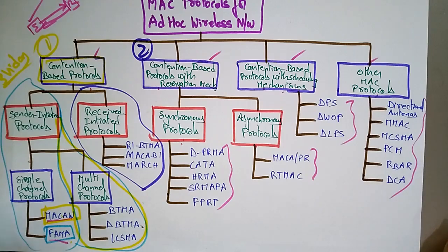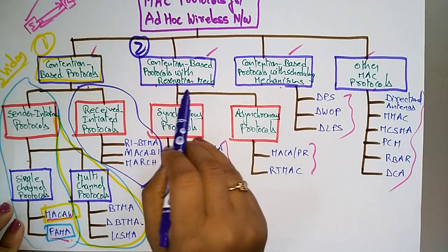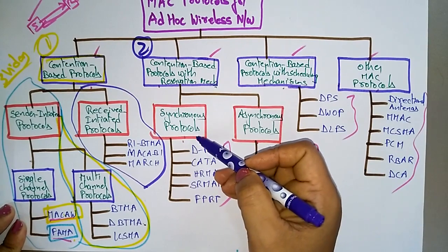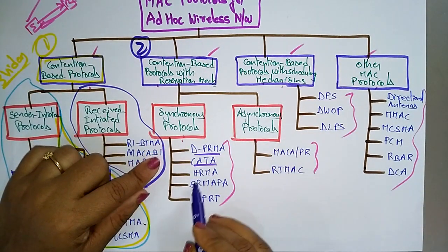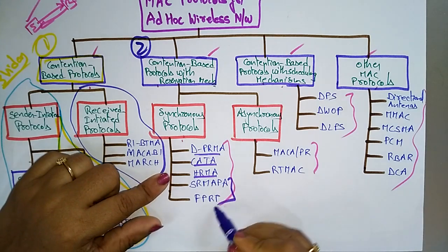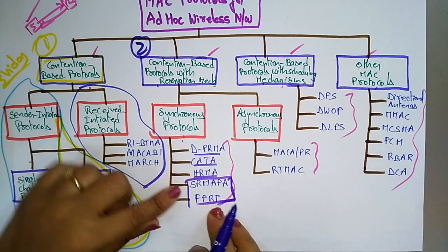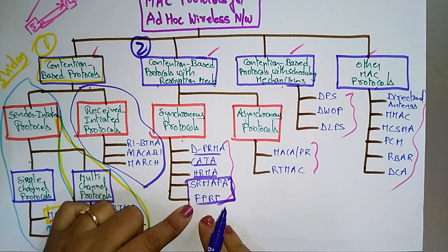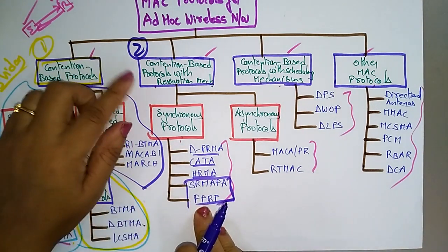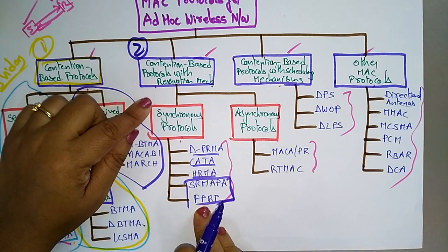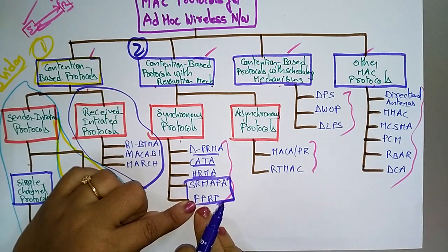Students, let's continue with the contention based protocols with reservation mechanisms in the synchronous protocols. So far we have seen DPRMA, CATA and HRMA. Now let's see these two, SRMA and FPRP. These two are also synchronous protocols. So in this video I want to explain the contention based protocols with reservation mechanisms of synchronous protocols.